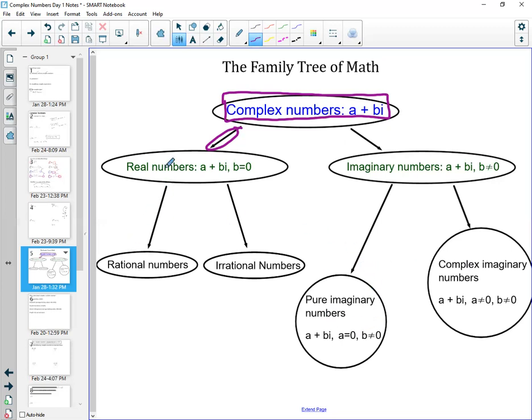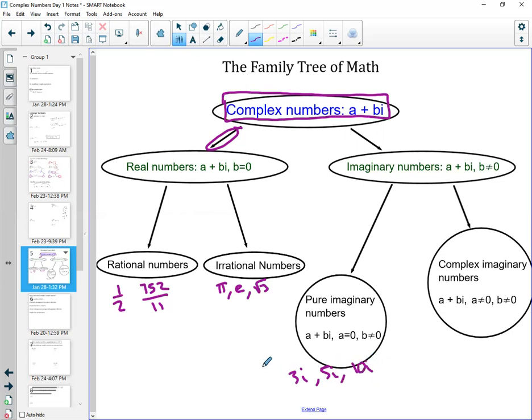An example of a rational real number is like 1/2 or 752 over 11 or something. Irrational numbers are ones that you can't write as fractions, so like pi and e and the square root of 3, and there's a literal infinity of all these. They look like this. A pure imaginary number would be just like 3i or 5i or 10i.